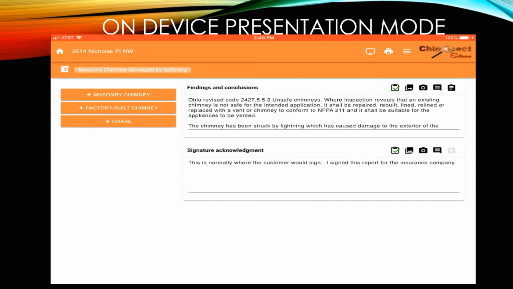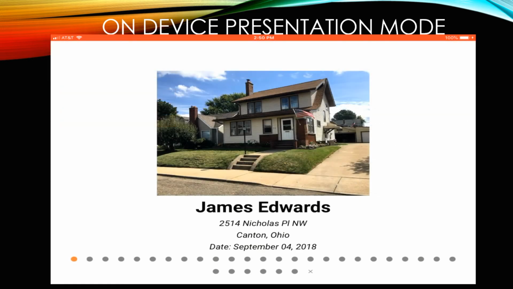If you go to the ChimSpect logo in the upper right-hand corner, you'll see the three lines, the printer icon, and an icon that looks like a computer monitor. Click on the computer monitor icon, and it begins the inspection report.